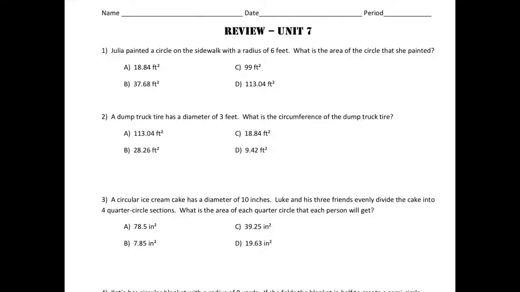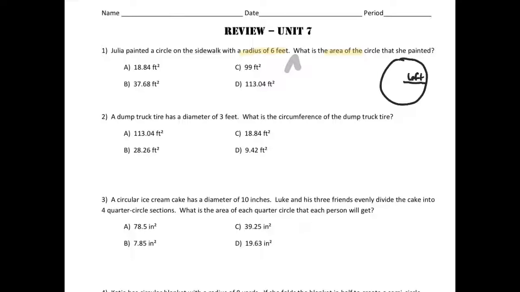Number 1 says Julia painted a circle on the sidewalk with a radius of 6 feet. What is the area of the circle she painted? Okay, so she had a circle sidewalk. It has a radius of 6 feet. We're going to find the area. Okay, so that was important. Radius of 6 feet, area of the circle she painted.